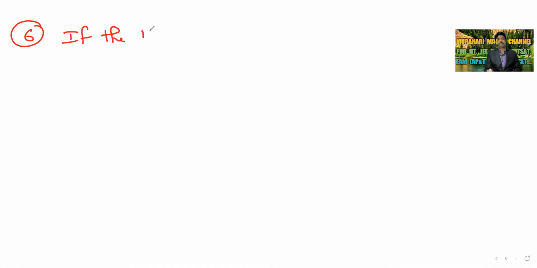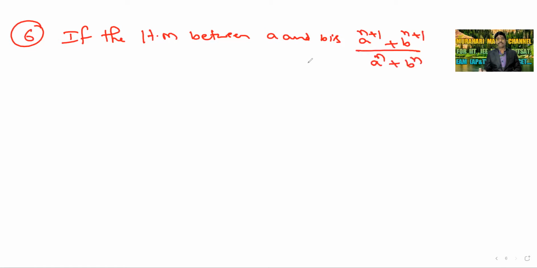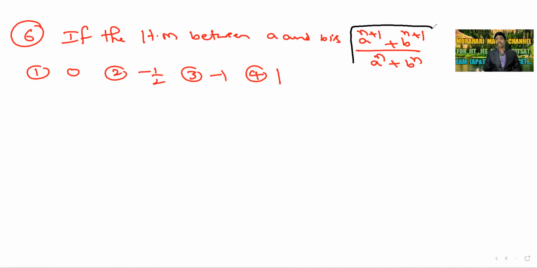If the harmonic mean between A and B is (A^(n+1) + B^(n+1)) / (A^n + B^n), then n is: option 1, 0; option 2, minus 1 by 2; option 3, minus 1; option 4, plus 1. If n is equal to 0, it is the arithmetic mean between A and B. If n is equal to minus 1 by 2, then this expression is the geometric mean between A and B.